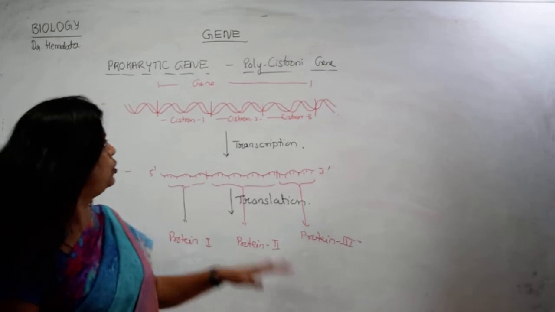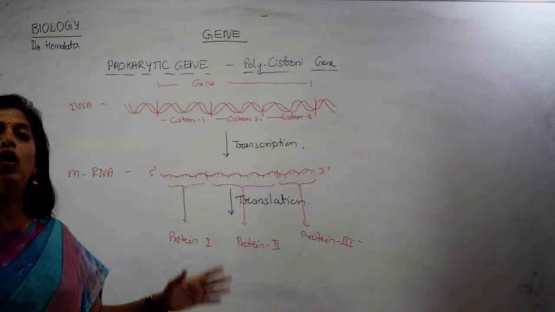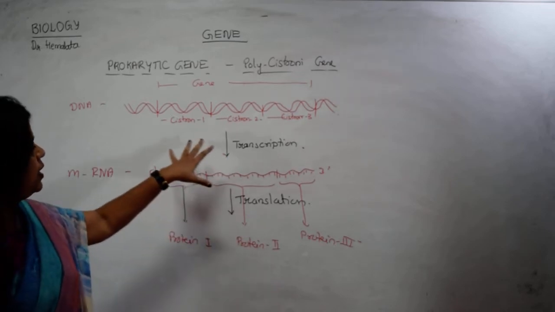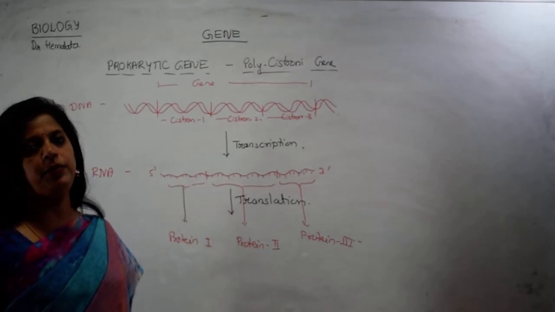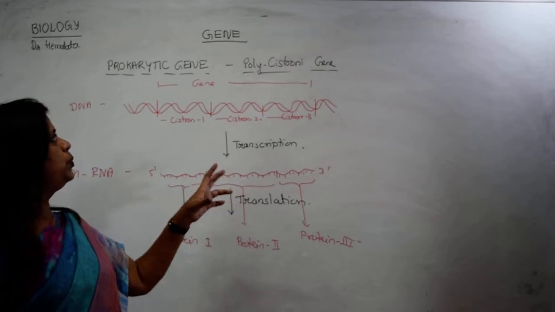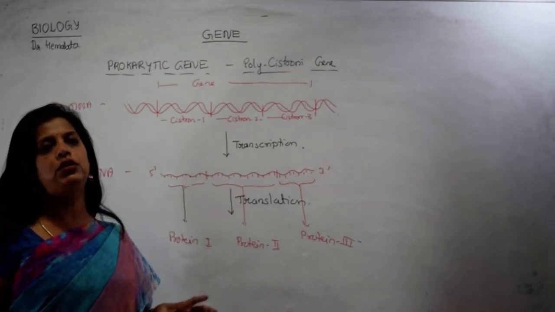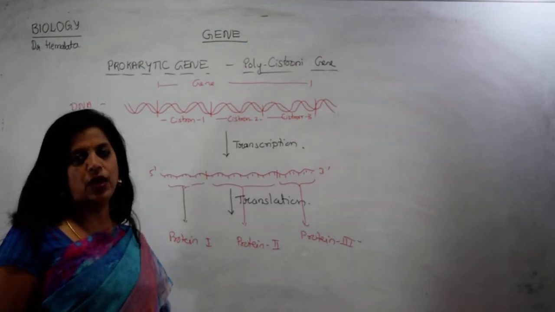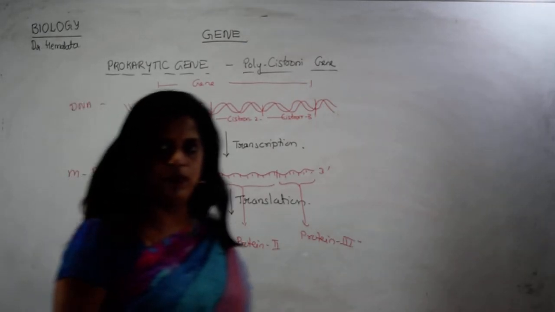I want you to draw this diagram and write points on it. As you are doing homework, based on what I explained, you can write the drawing and the points, because each structure, polycistronic or monocistronic gene, is a 2 to 3 mark question. I want you to draw it right now.